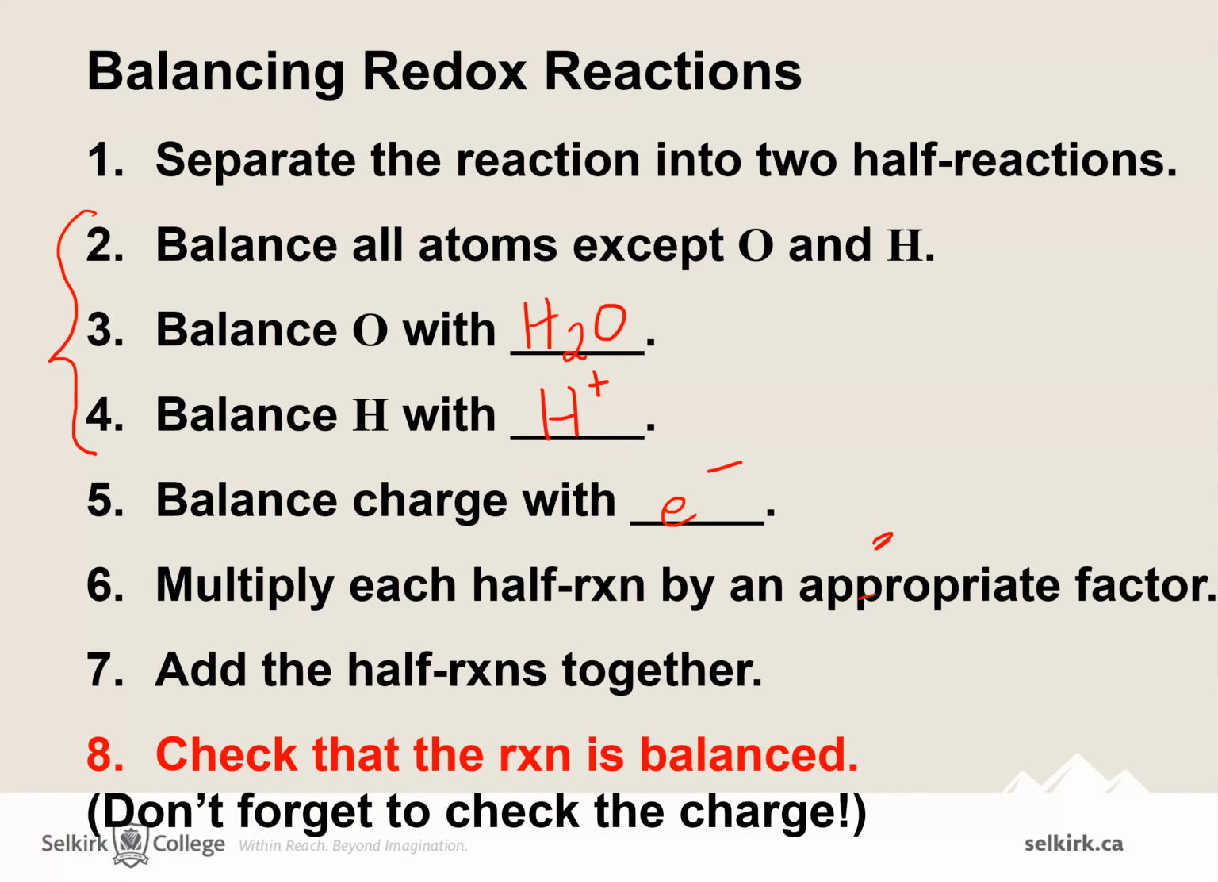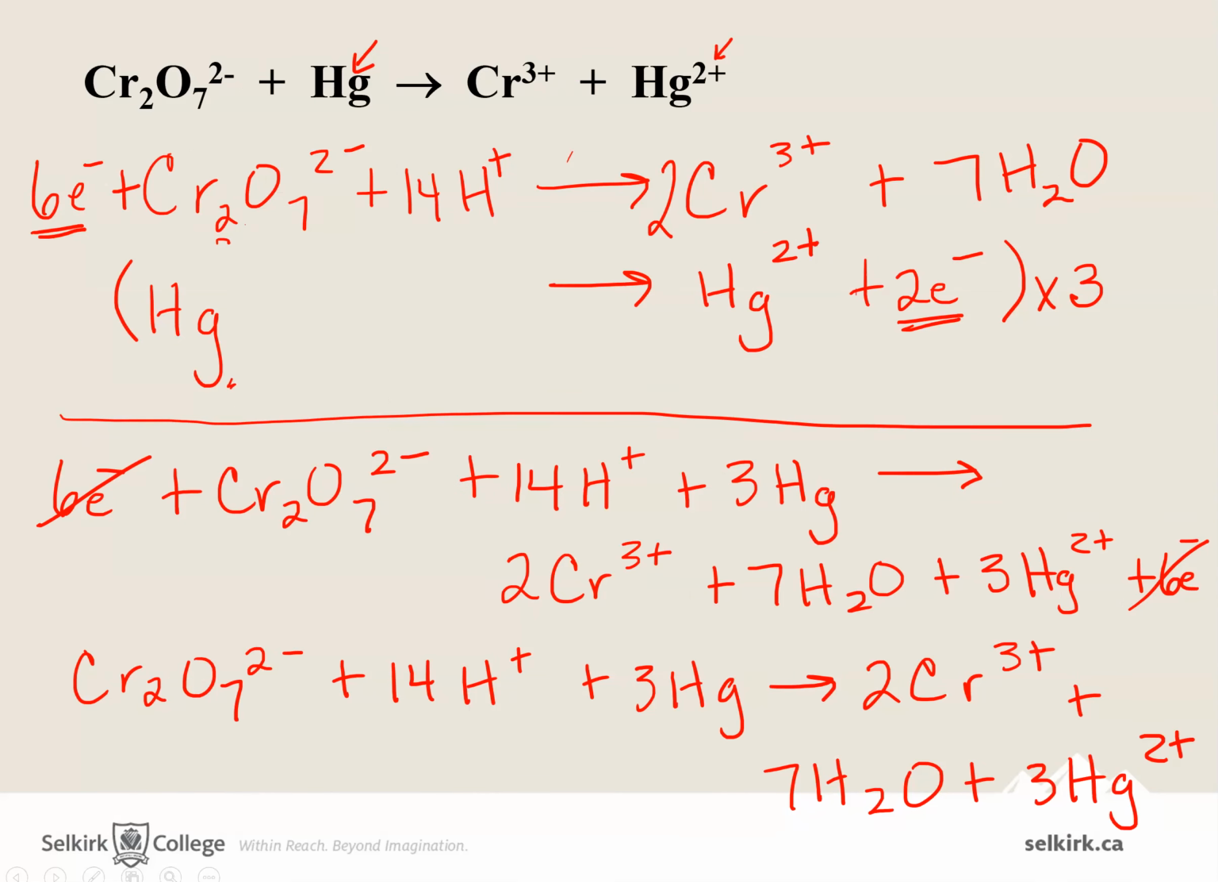Now, sometimes it's hard to be confident with your answer, but this problem is beautiful. If your final reaction is balanced, you are right. Let's check. Final reaction: 2 chromium on the left, 2 chromium on the right, 7 oxygen on the left, 7 oxygen on the right, 14 hydrogens on the left, 14 hydrogens on the right, 3 mercury on the left, 3 mercury on the right, and don't forget to check the charge.